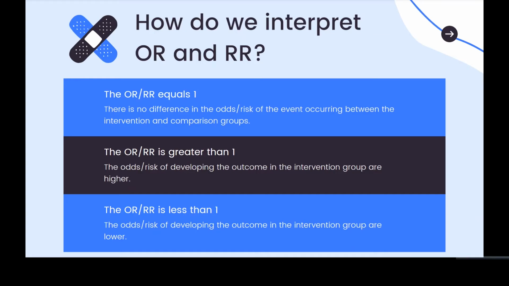So when we see an odds ratio or a risk ratio, what do these figures actually mean? The answer is based around the number 1. Where the figure is equal to 1, this would demonstrate that the odds or risk of the event occurring between our intervention and comparison groups are the same. If the figure is greater than 1, then the odds or the risk of the outcome developing in the intervention group is higher, while if the figure is lower than 1, then the odds or risk of developing the outcome in the intervention group is lower.